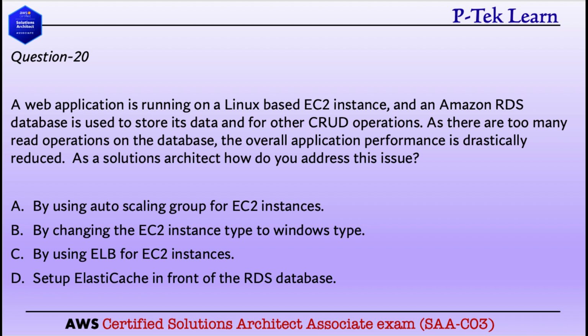Option D. Set up ElastiCache in front of the RDS database. Yes, this is the right answer, because ElastiCache is an in-memory solution that can be used in front of a database to cache the common queries issued against the database. So if a read query is repeating, results are returned from ElastiCache without going all the way to the database. So this is the best solution to improve the performance of a database by reducing the overall load on the database.